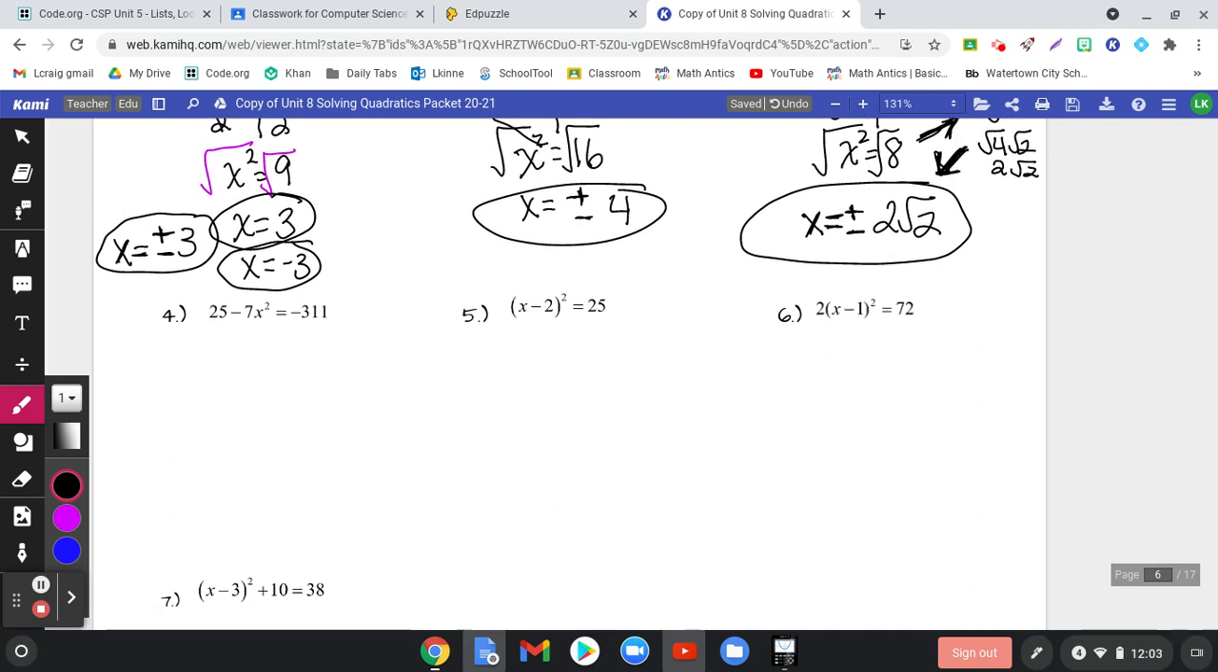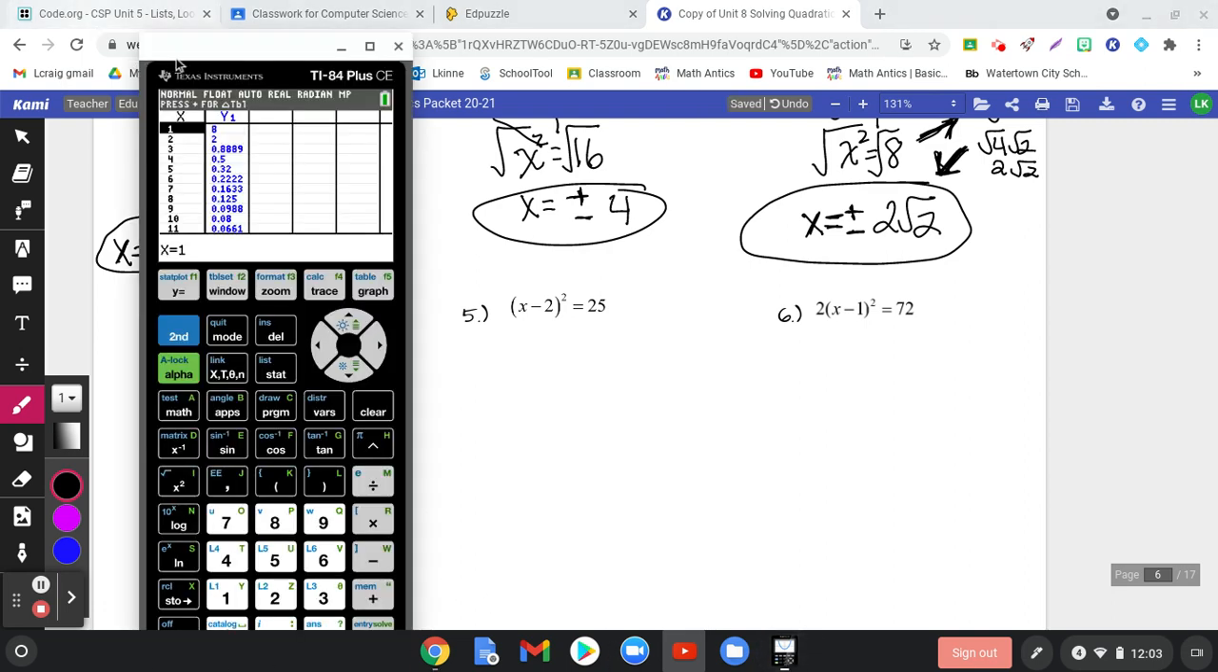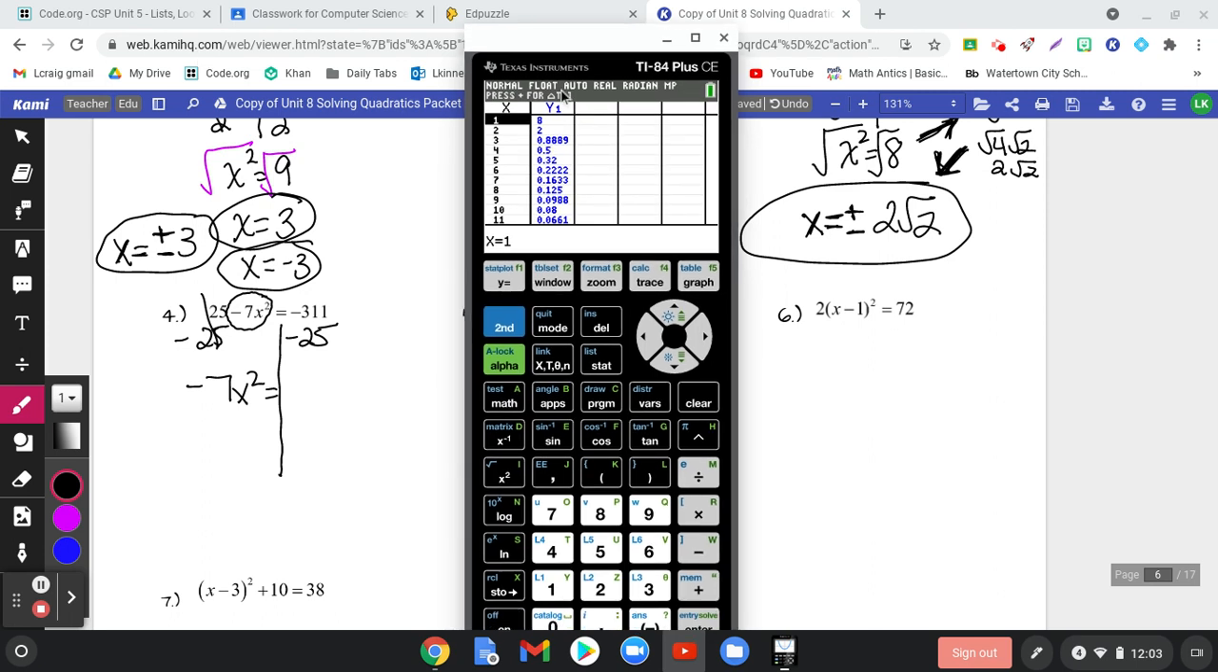All right, so next one. A little tricky because our x squared's in a different spot. But again, if you just circle it, including the sign that's attached to it, you might see, okay, I got to subtract that 25 first. So we have negative 7x squared equals, maybe you can do it in your head, but if you want, double check it in the calculator. You're going to have to divide anyways.